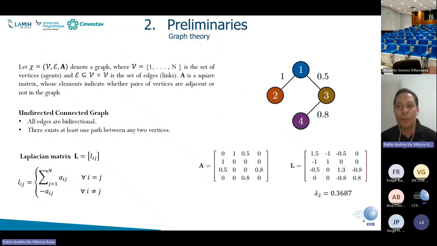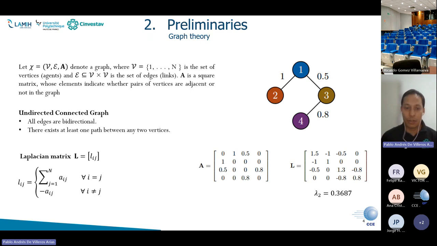Okay, about graph theory. Some of you have spoken about this, so I'm going to be very quick. Let's say we have a graph chi that is composed of nodes or vertices, or in this case, agents. The connection between these nodes is called edges, and these edges are represented by a square matrix that we call the adjacency matrix. We have an undirected connected graph if all edges are bidirectional, and if there exists at least one path between any two vertices.